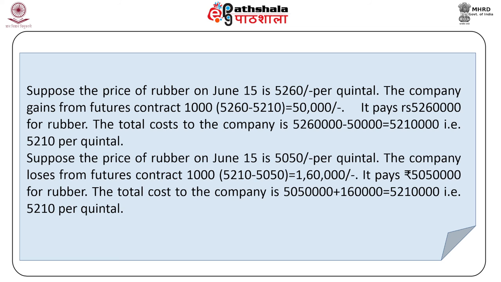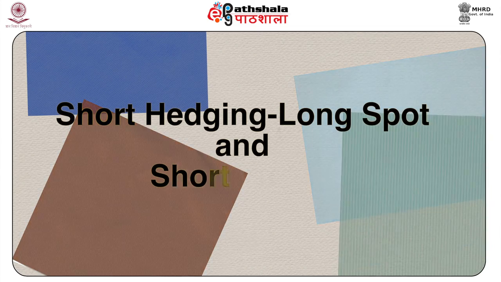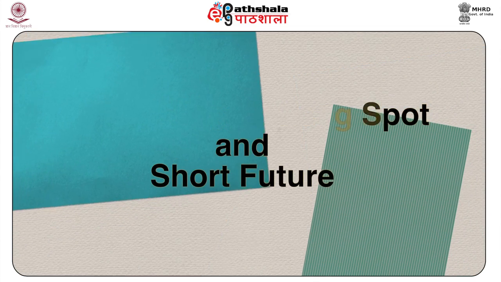The company loses from its futures contracts by 1,000 multiplied by (5,210 minus 5,050), which is equivalent to rupees 1,60,000. It pays rupees 50,50,000 for rubber. The total cost to the company is rupees 5,210 per quintal. Short hedging: long spot and short futures.